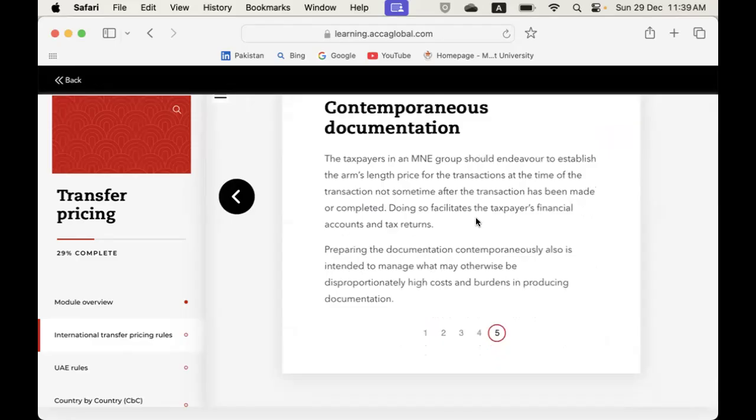Contemporaneous documents. The taxpayers in a multinational enterprise group should endeavor to establish the arm's length price for the transactions at the time of the transaction, not sometime after the transaction has been made. So contemporaneous means at the same time or completed. So as soon as the transaction happens, it is wise to update your local file.